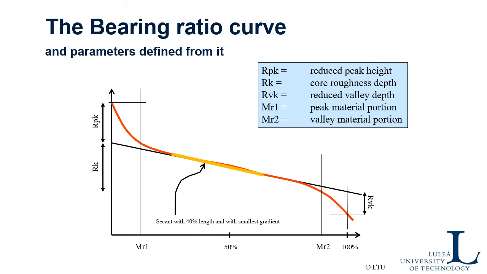Remember, the bathroom rug: the RPK tells you about how peaky the surface is and how comfortable it is to walk on, while the RVK tells you a little bit about how much lubricant you may keep inside the profile and bring with you, which could be important. MR1 and MR2 are intersections of these curves, and they are sometimes used too, but I would say it's the RPK, RK, and RVK that are the most important parameters here. So they are used in industry very often.